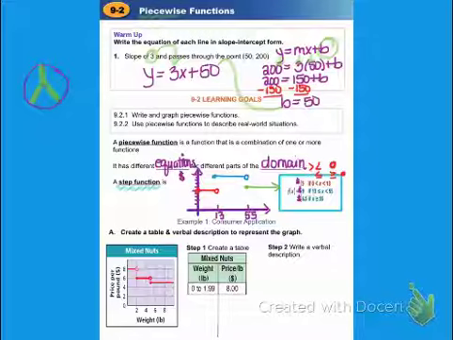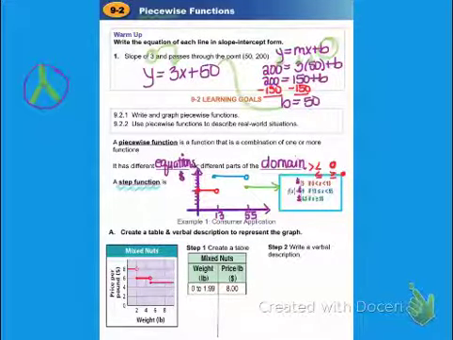That's why they call this a step function, because it looks like a series of steps. Lots of real life situations can be represented with step functions, which are piecewise functions because it's made up of a bunch of pieces that are all these constant functions.